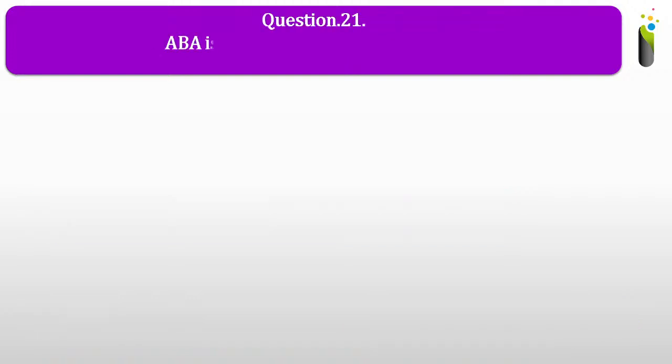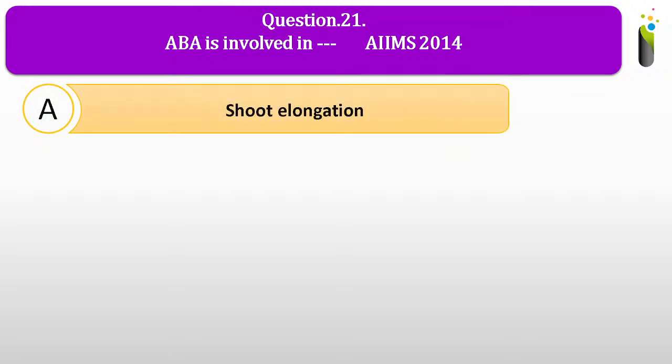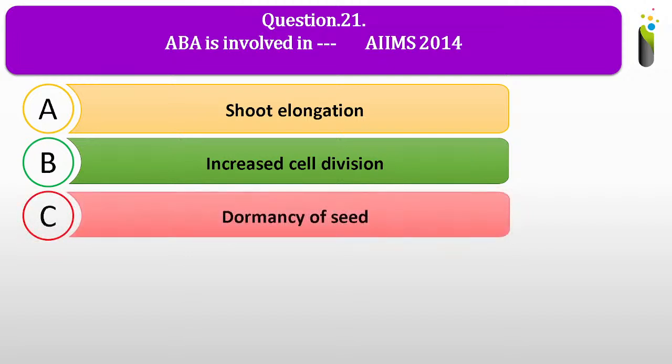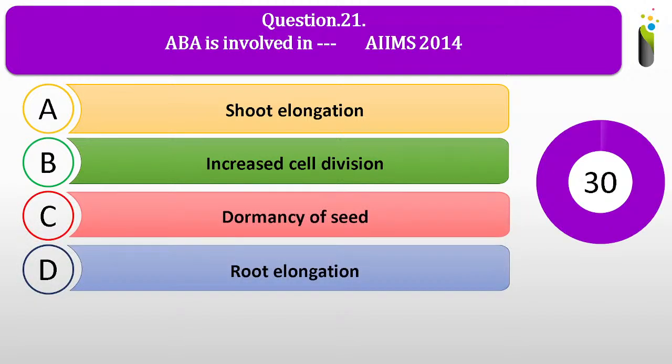Question number 21. Abscisic acid is involved in dash. A. Shoot elongation. B. Increased cell division. C. Dormancy of seed. D. Root elongation. Quite an easy question which had appeared in AIIMS 2014.